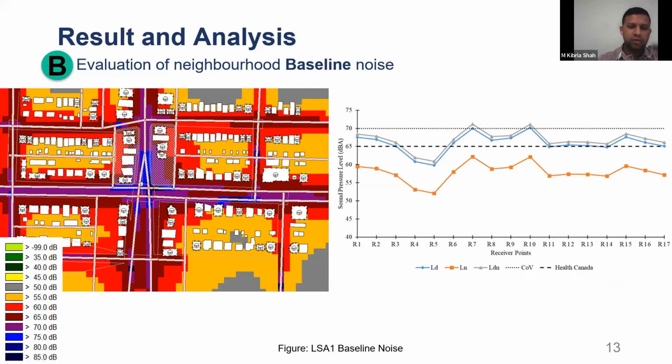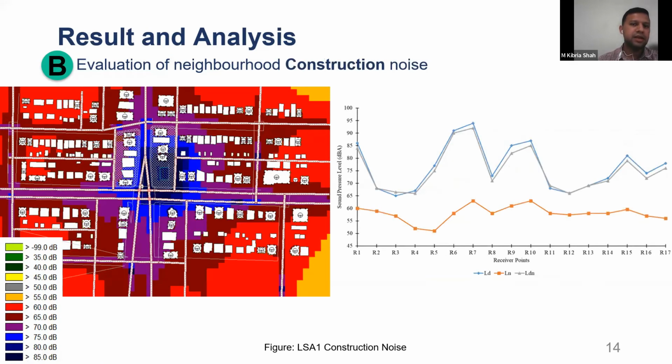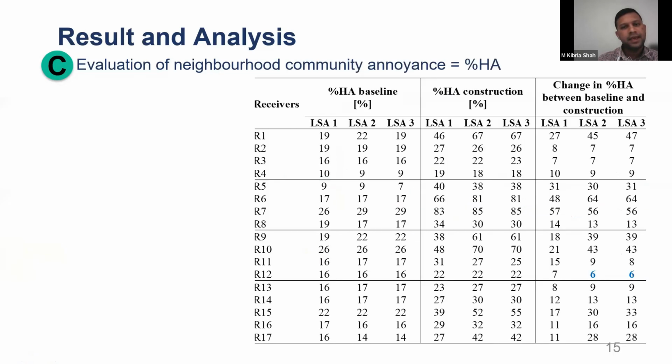Once we know our model neighborhood's baseline noise, we calculate the neighborhood construction noise. In the CadnaA model, we put in this actual construction project and see, in LSA1, how the noise propagates if this construction site was built at that location. It shows the construction noise for day, night, and Ldn at the receiver points. We have 17 receiver points around this project. The receiver points next to the construction project receive noise levels of more than 95 dB during the foundation stage of this construction.